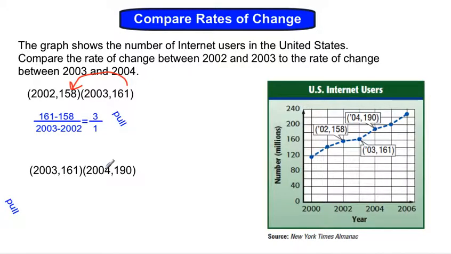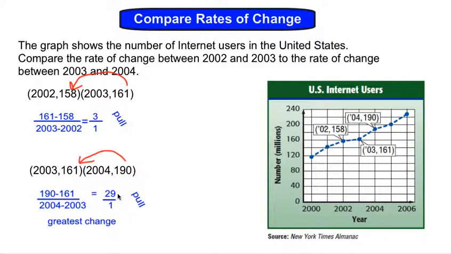From 2003 to 2004, again, we're going to take the second number and subtract the first number. And when we do that, we get 190 minus 161 gives us 29, and it's still over 1 year, okay? So that gives us 29 million per year, which is a significantly more change in that year than it was from 2002 to 2003.